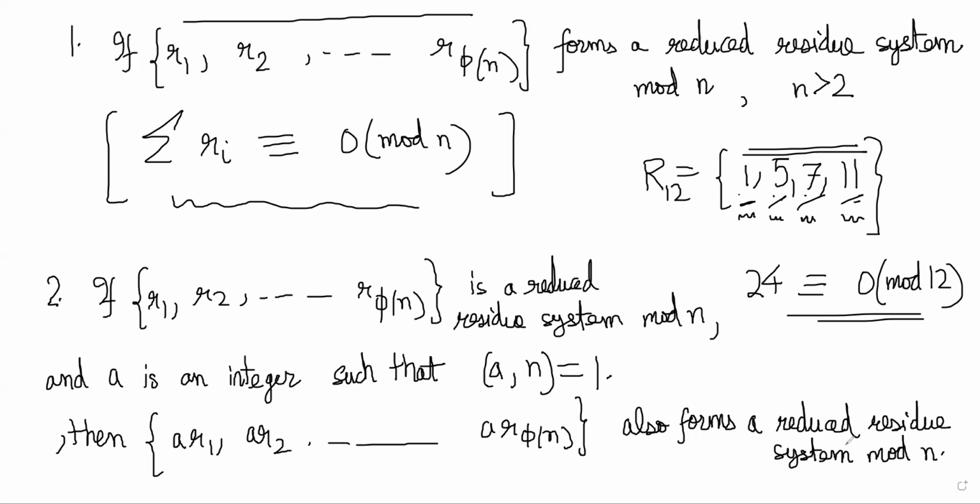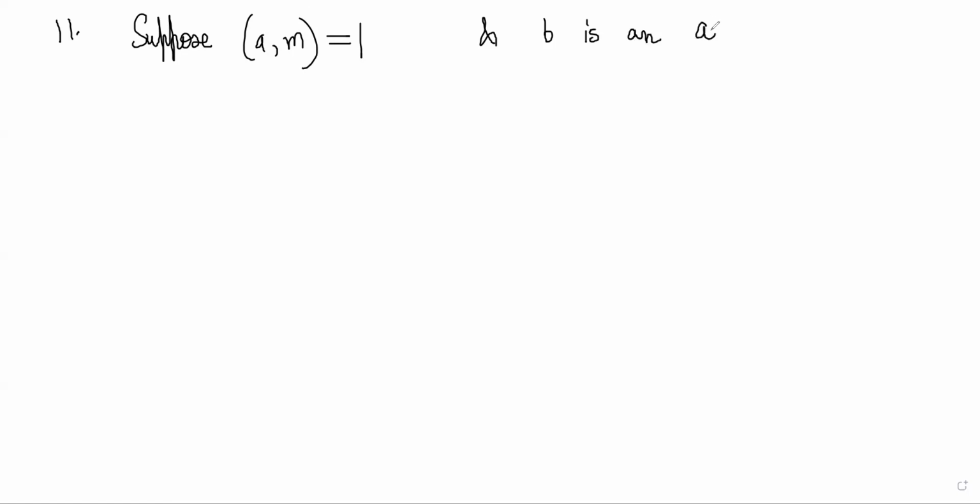Now let's look at some more properties. We had stopped at property number 10 earlier, if you remember. So property 11 is this. Suppose GCD of A and M is 1 and B is an arbitrary integer. Then we have the following.